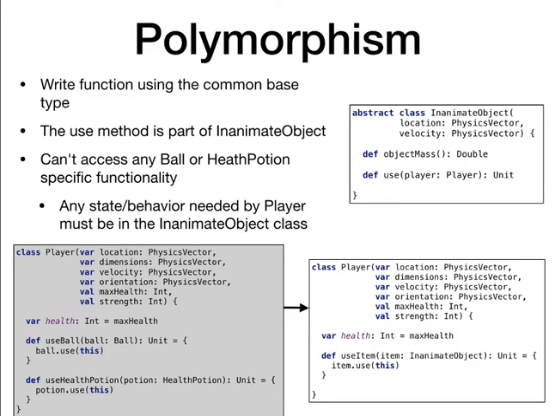Now we can add anything we want to this game. We extend an inanimate object, and the player can use that item, and that item can have whatever properties it has when it's used.